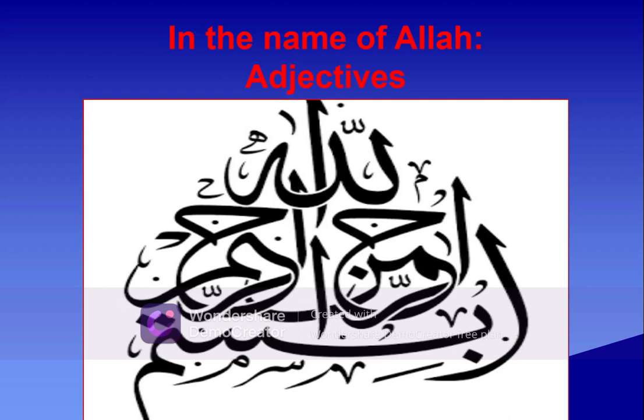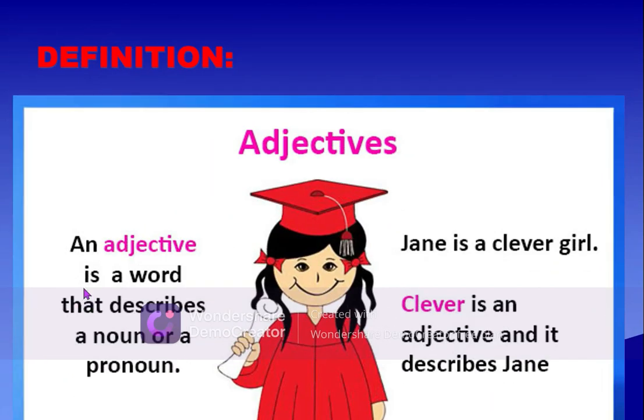In this video, we are going to discuss adjectives, proper usage of adjectives and kinds of adjectives. We can define adjective in this way. Adjective is a word that describes a noun or pronoun. From this definition, it is clear an adjective always works for noun or pronoun. Adjective defines noun or pronoun.